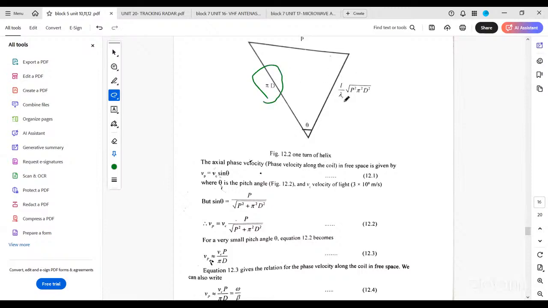Another side is P. One side is P, the other is pi D. This is a Pythagoras theorem application, under root of P square plus pi square D square, for calculating sin theta. What is sin theta? Sin theta equals P by under root of P square plus pi square D square. There should be a plus there, it was missed. That was a mistake.